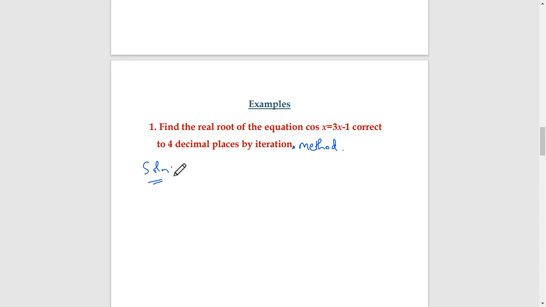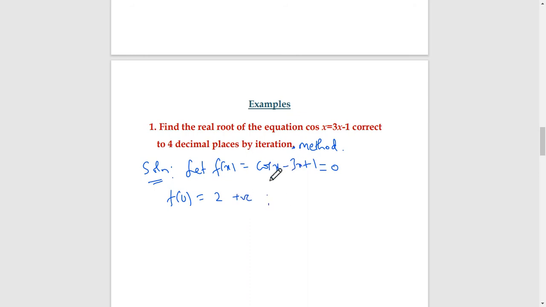So let f of x be equal to cos x minus 3x plus 1. I have taken everything to this side, so this is equal to 0. Okay. So now by trial and error, see f of 0 is 2. It is cos 0 is 1, 1 plus 1 is 2, and this is positive.